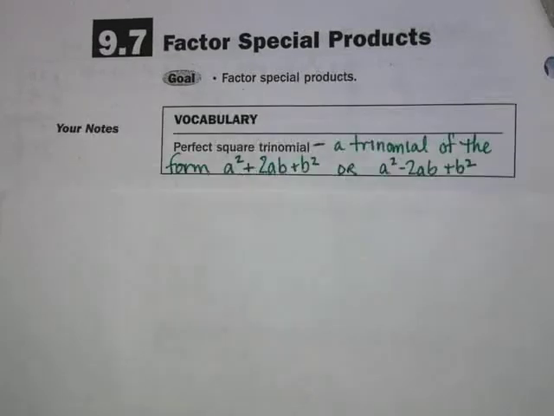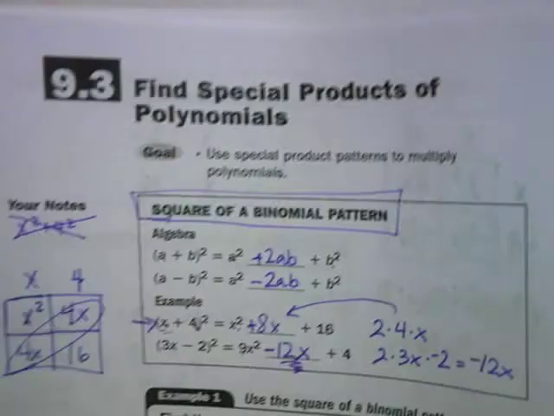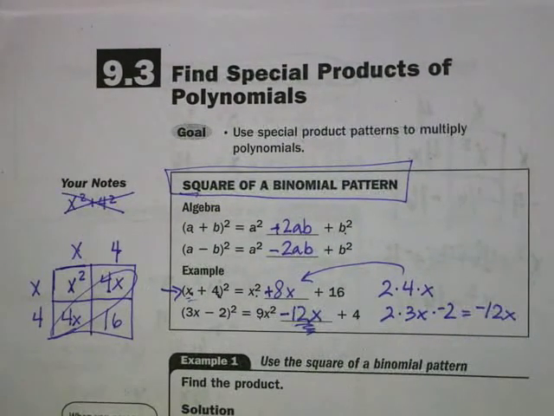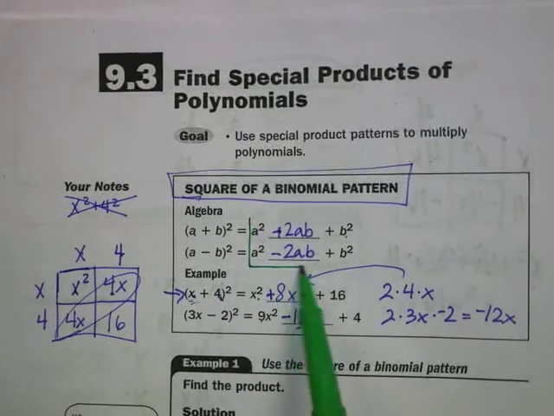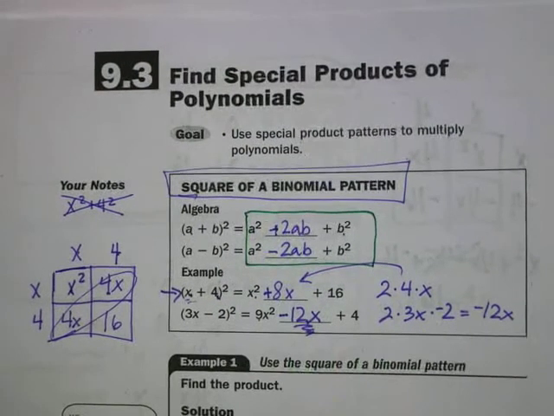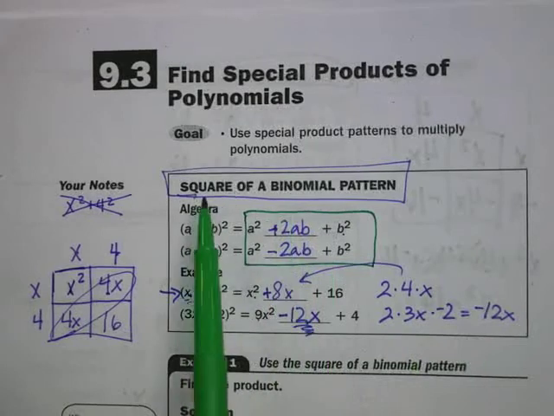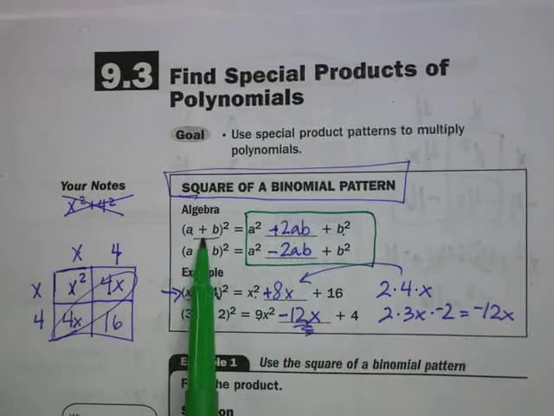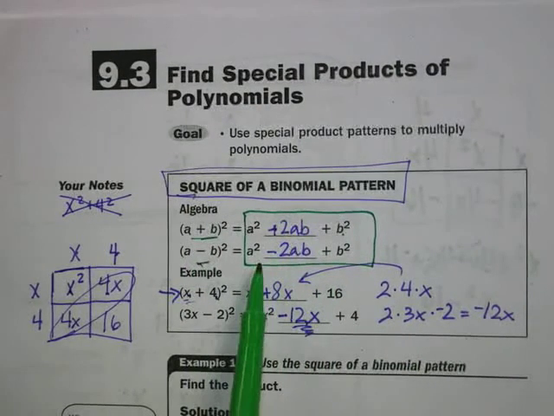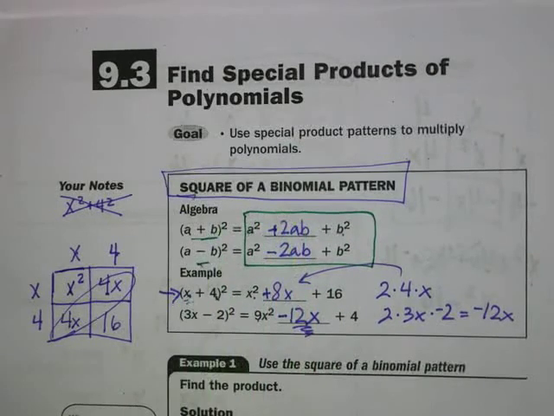special products. So a perfect square trinomial is a trinomial of the form a squared plus 2ab plus b squared, or it could have a minus sign in front of the 2ab, so a squared minus 2ab plus b squared. If this looks kind of familiar, it should, because this is the section I've been talking about that matches up with 9-3. So these were your 9-3 notes. And right here in your notes are those two trinomials that we had been talking about. And we were squaring a binomial pattern to get those two trinomials. So now we have the trinomials, and we're going to go back to the binomials.